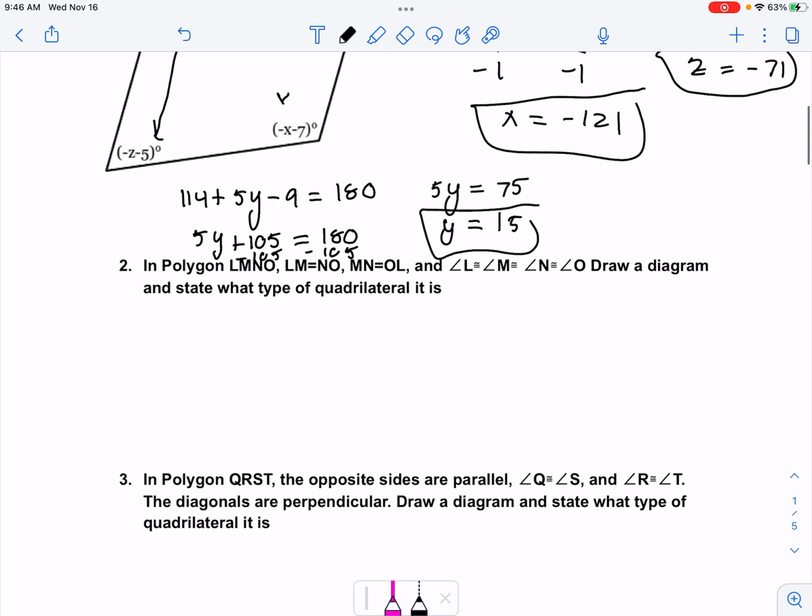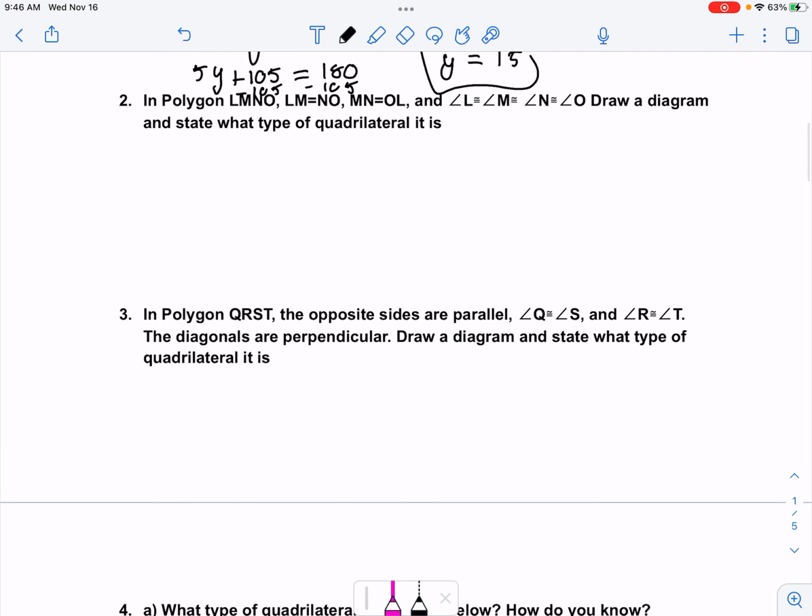Okay, so for this next one, in polygon LMNO, we know that LM is equal to NO and MN is equal to OL. And we know all the angles are equal. I'm going to draw a diagram and state what type of quadrilateral it is. I don't really yet know what type of shape it is, so I'm just going to draw a regular old parallelogram. All right, and then we'll see. So this is LMNO.